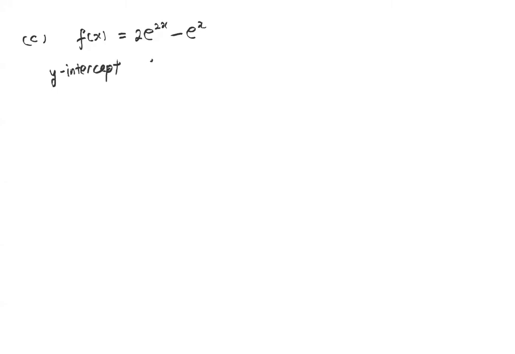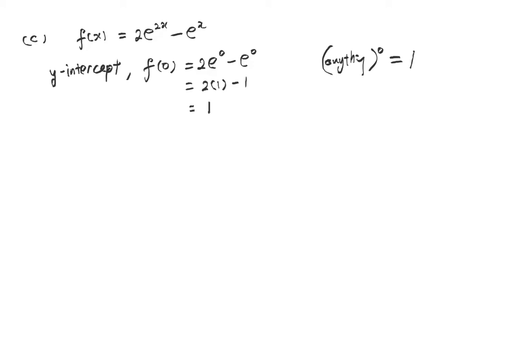So f(0), when x equals 0. So 2e to the power 0, take away e to the power 0. Okay, what is e to the power 0? Everyone, you better remember it because in your SAT 1 you cannot bring in your graphic calculator. So anything to the power of 0 is 1. Okay, so it's 2 times 1 minus 1. So the answer is 1.